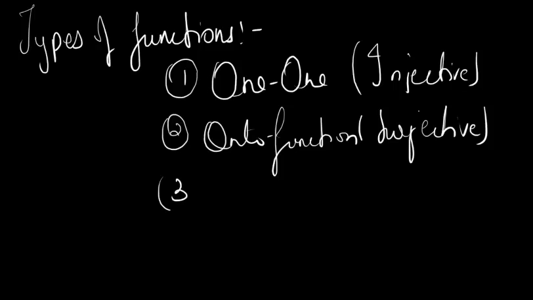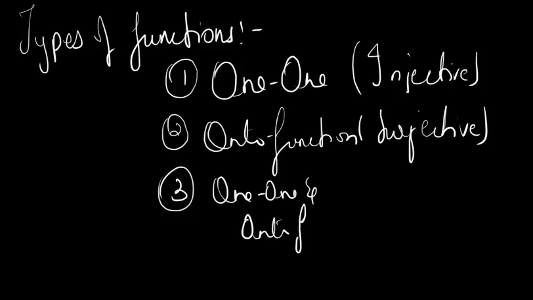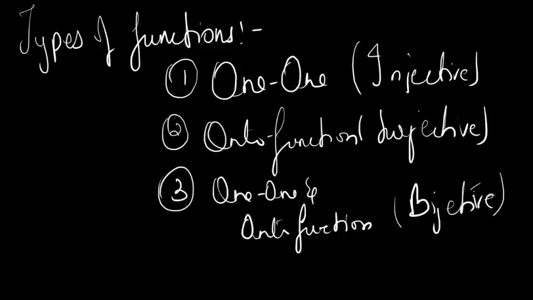And then we have 1-1 and onto functions. A function which is both 1-1 and onto will be called a bijective function. Okay. Alright, wonderful. Let's see them.